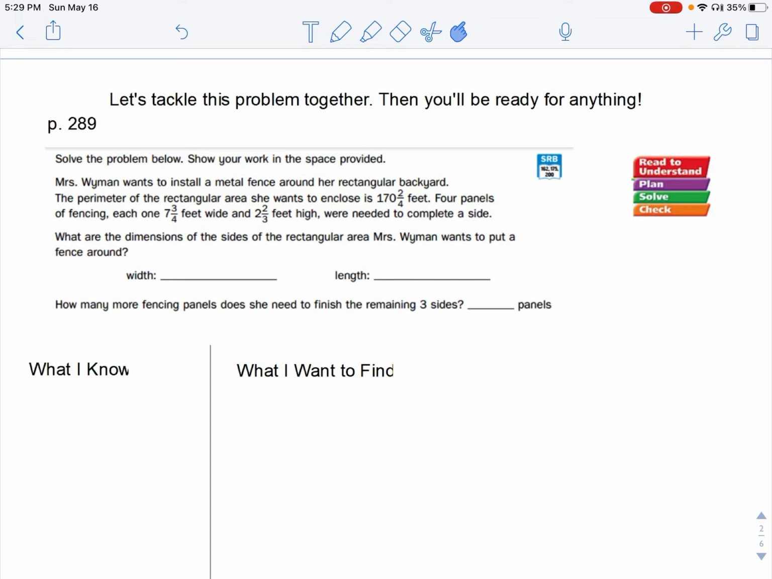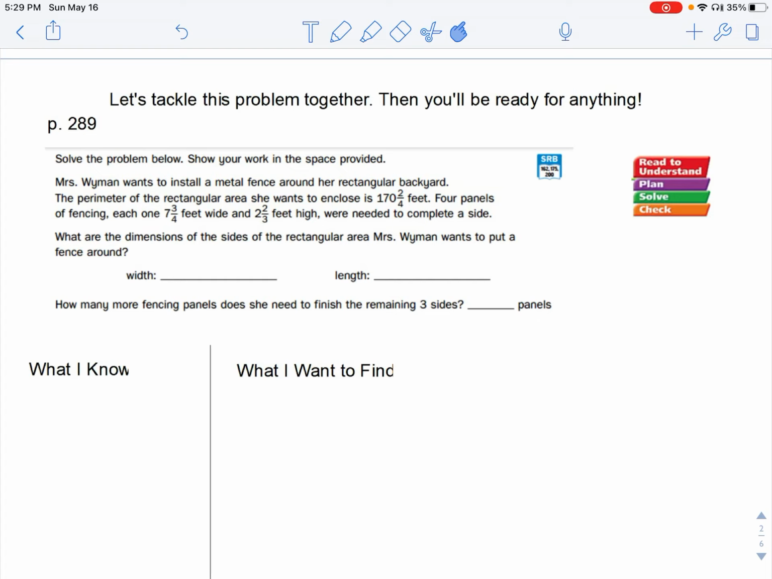Miss Wyman wants to install a metal fence around her rectangular backyard. The perimeter of the rectangular area she wants to enclose is 170 and 2/4 feet. 4 panels of fencing, each one 7 3/4 feet wide and 2 2/3 feet high, were needed to complete a side. What are the dimensions of the sides of the rectangular area Miss Wyman wants to put a fence around?